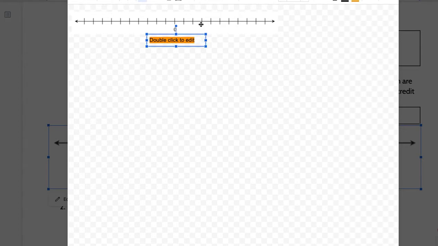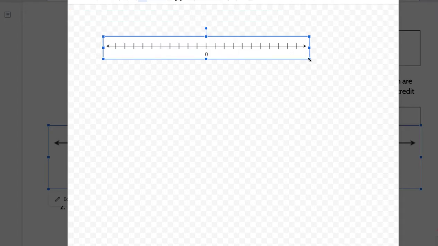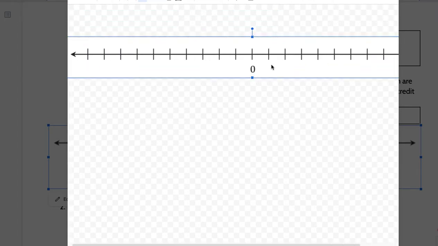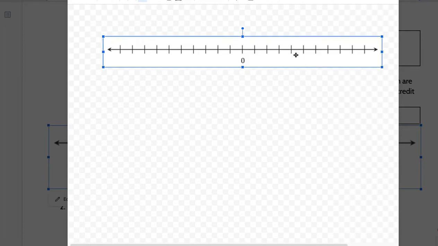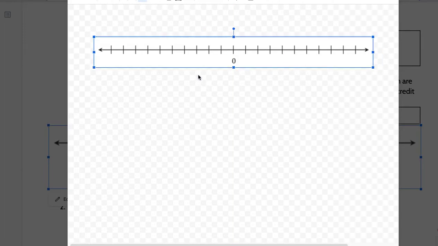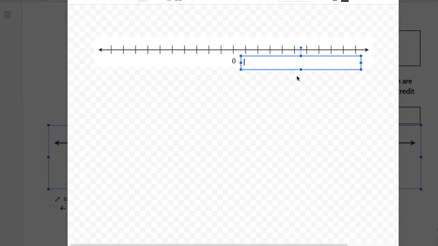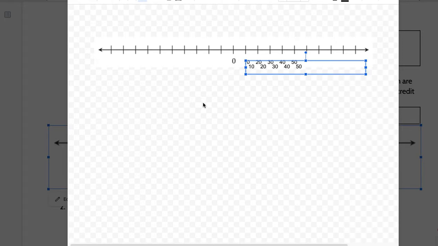First we'll need to label the number line. You don't have to do this when you're doing the test. I'm just doing it so it's a little easier to see on the video. I need to get up to 50, so I'm going to label these by tens. 10, 20, 30, 40, 50.